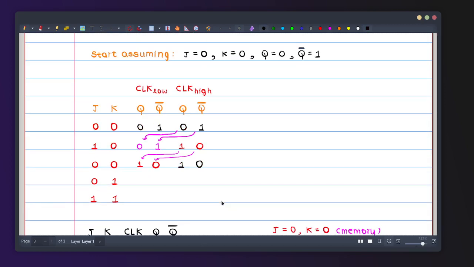What am I going to do next? Let's make the K input 1. The K is effectively the same as the reset input. So what should happen is it should result in the Q going to a 0, right? Whatever the Q was earlier, it should make it go to a 0.